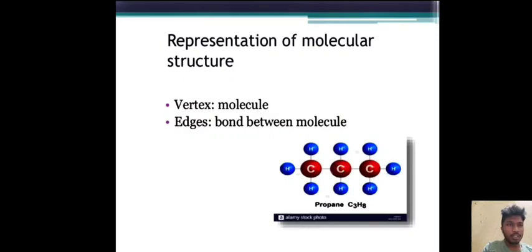Representation of molecular structure: we can also represent a graph in molecular structures. The vertices are the atoms and the edges are the bonds between them. These are the representations of the graph in a molecular structure. Like in this propane, carbon is a vertex and the hydrogen atoms bonded to the carbon are connected by the edges.